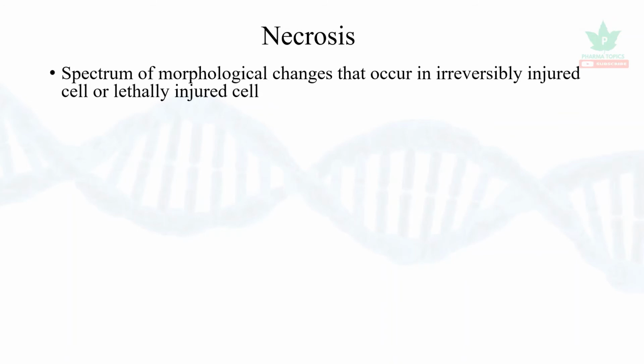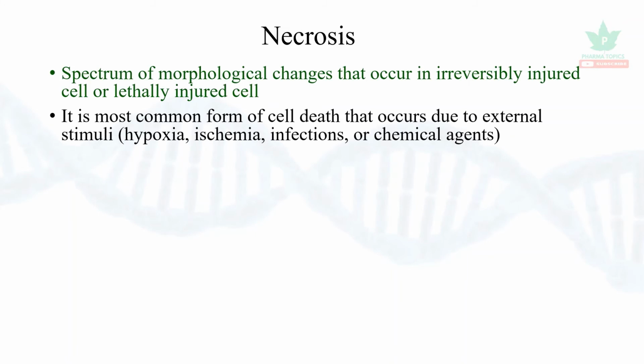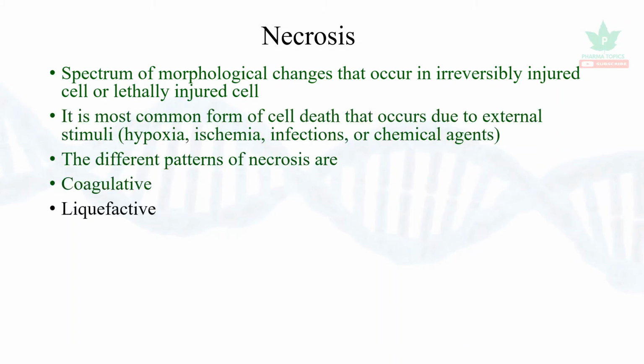It is the spectrum of morphological changes that occur in irreversibly injured cells, and it is the most common form of cell death due to external stimuli such as hypoxia, ischemia, infections or chemical agents. The different patterns of necrosis are coagulative, liquefactive, gangrenous, caseous, fibrinoid or fatty necrosis.